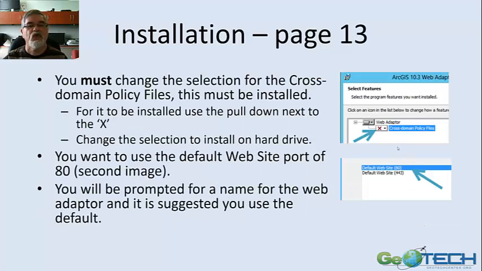And so one of the things you've got to do is turn on, under the web adapter, the cross-domain policy file. And the X means it's not installed. You use the pull down here, and by using the pull down, you're going to see something that looks like this. And we want to use port 80 again, so that's the one I'm going to select. So we're going to make sure the web adapter is using the right port.